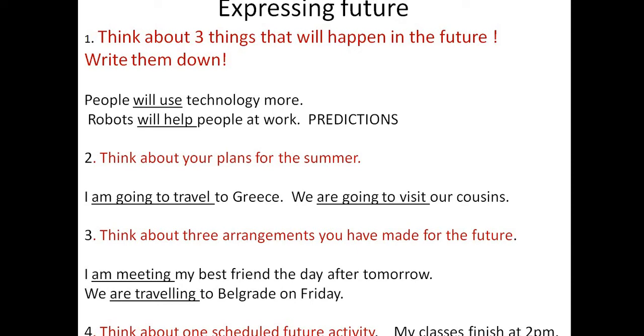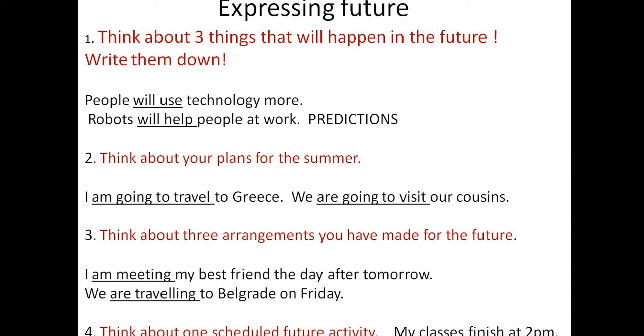So now you will have to open your books and write down three things that you think will happen or might happen in the future. You have my examples here. You can stop or pause the video actually and write down the sentences in your notebook. And now number two, think about your plans for the summer. Write down three sentences about your plans.